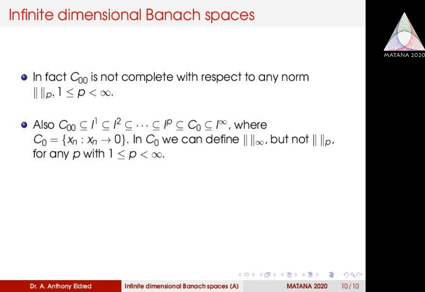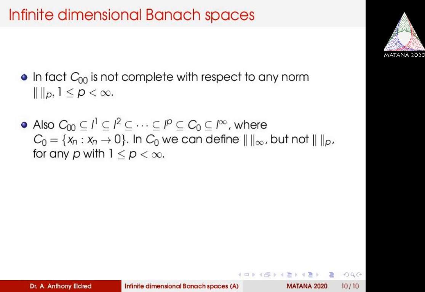and C0 will be a subset of L infinity because every convergent sequence is a bounded sequence, and all these sequence spaces C0, L1, L2 and any ell-p including C0, all the sequence spaces will be a subset of L infinity, where C0 is the set of all sequences converging to 0. And so you can see that in the same vector space we can define different norms. That is what we can understand from here.